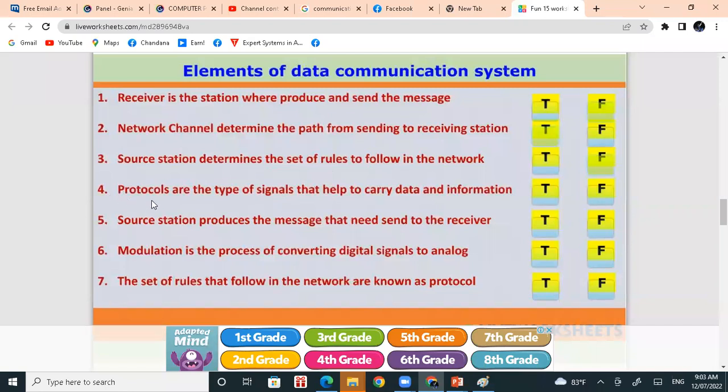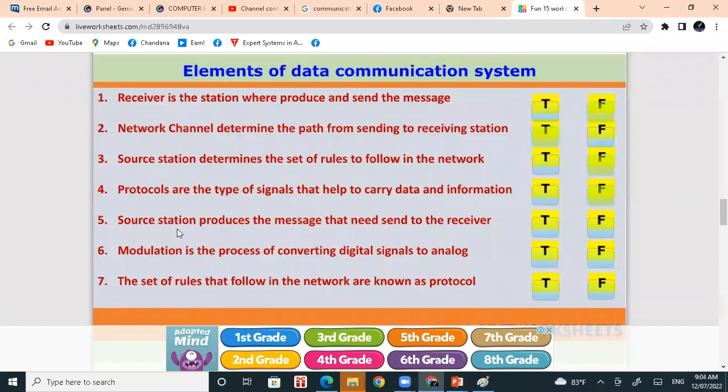Then look at the next one. Protocols are the type of signal that help to carry data and information. False. That one is also false. Protocol is a set of rules that each and every device should follow in the network. It's not a type of signal. Analog and digital are the types of signals. Therefore, the statement is false.